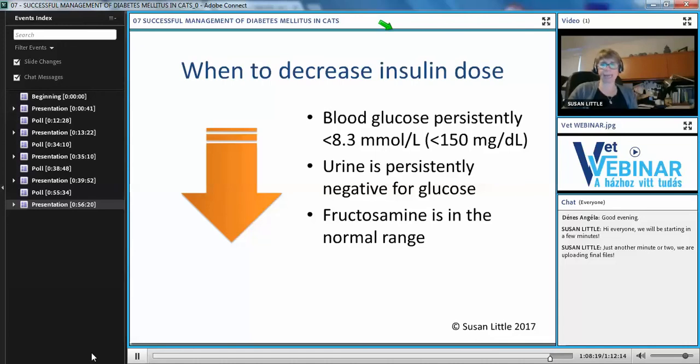Some of them may be positive quite often, but if they're persistently negative, that means we probably need to start decreasing insulin dose. And we can look at fructosamines or A1Cs as well. If those values are falling, that might be another indication that that cat has decreasing insulin needs. Maybe it's a patient that's going into remission.